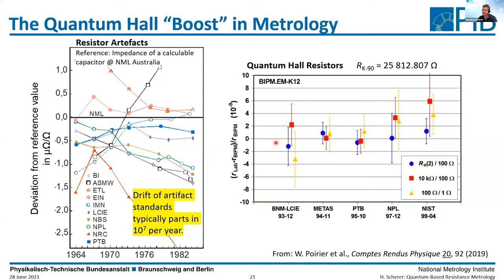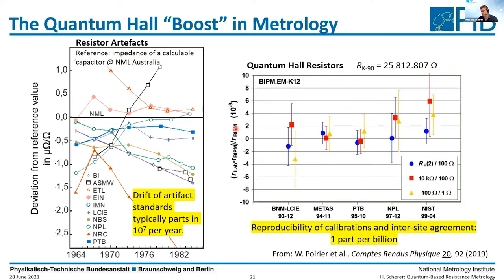And you see now that the scatter in these results is of the order of 10 to the minus 9. So that is a really big improvement, and this exactly demonstrates how big the importance of the quantum Hall effect for resistance metrology is. So this is what I already said. You could reproduce the resistance values in your own lab, but also make inter-site comparisons with this very excellent reproducibility of 10 to the minus 9.